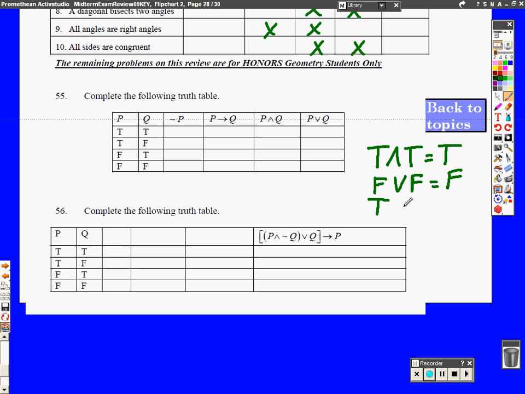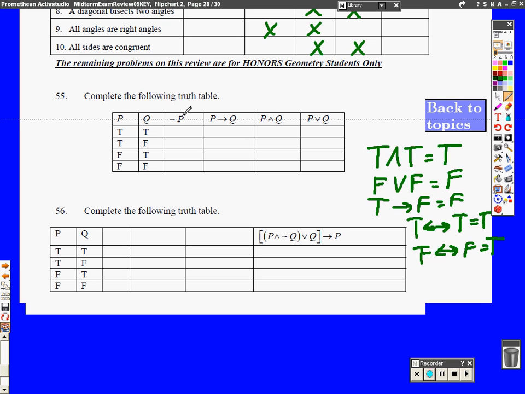If you're looking at the arrow statement, the conditional, and you have T arrow F, you get an F. If the T is not first, if the T is second, then it is not false. These are the rules for all of the logic statements. When you go to the double arrow, they have to be the same. So T double arrow T is T, and F double arrow F is also T. Okay? We're going to use those rules to complete this truth table.